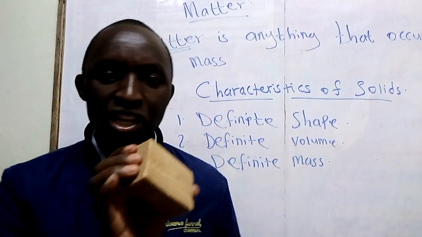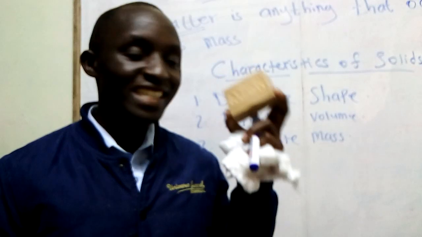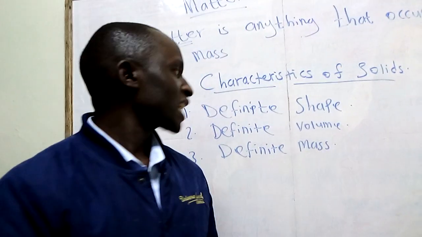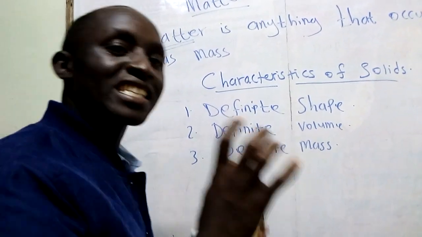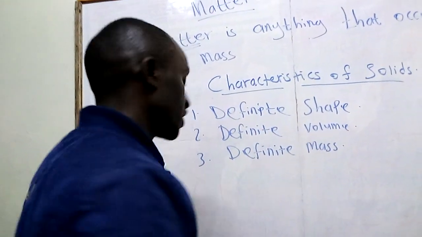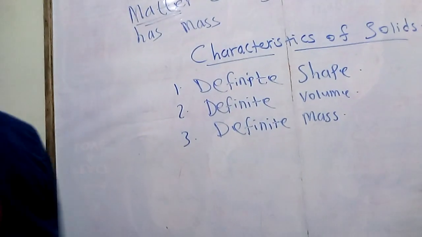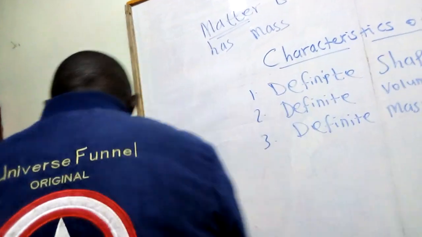What do I mean when I say definite shape? I can talk of this bar soap. This bar soap has the shape of a rectangle, and you cannot change the shape of this bar soap. That's why we say it has a definite shape. Definite means that it is something you cannot change. A matchbox also has a definite shape, which is a rectangle.